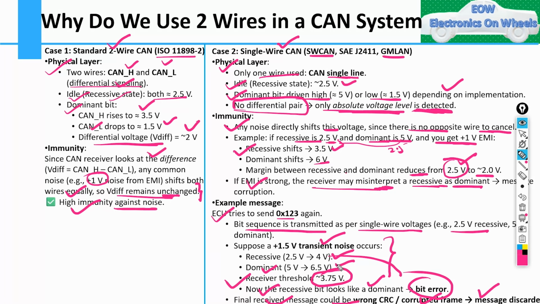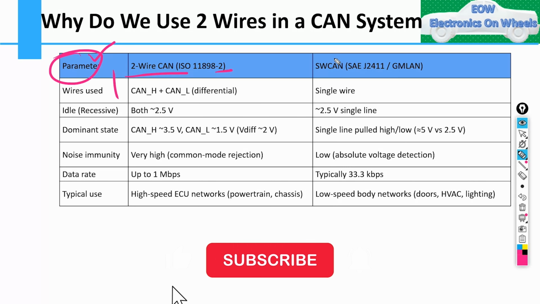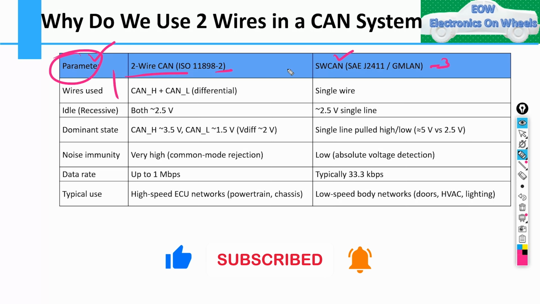And if you look at it technically, this is how high immunity against noise works in single wire and two wire. Just to give you one final difference between two wire CAN and single wire CAN, here is this table. These are the parameters listed here. For two wire CAN we use the ISO 11898 standard, and for single wire we use 11898-3, or you can say GM LAN or SAE J2411.